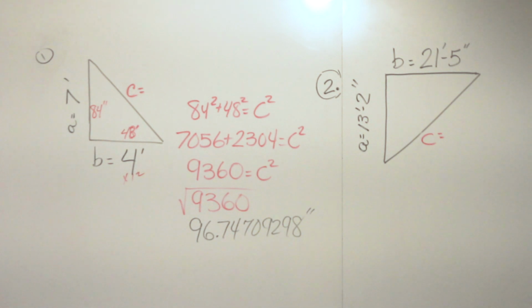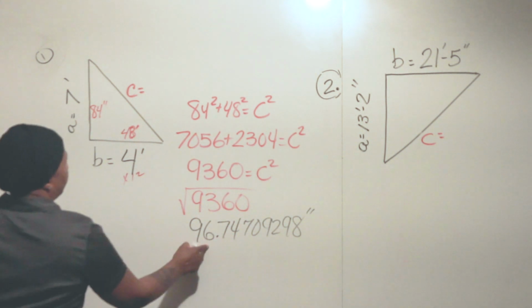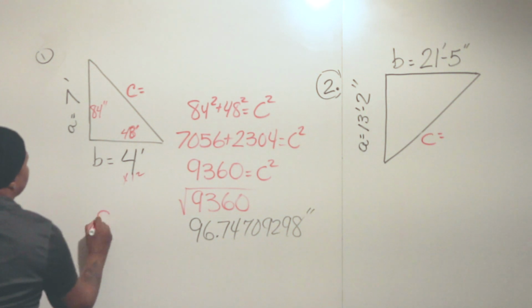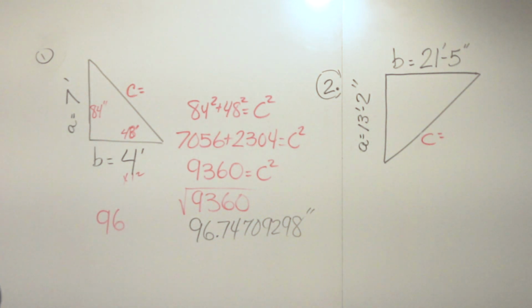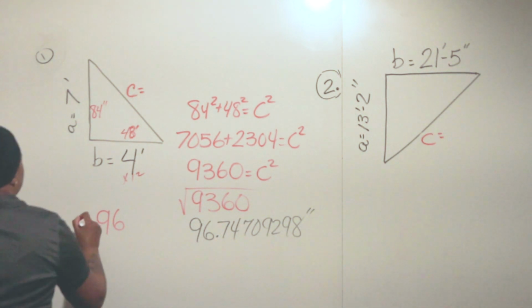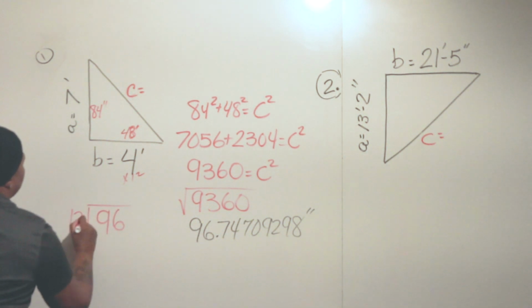So the first thing I'm going to do is deal with this 96. This 96 represents what? Inches. So I'm going to bring them over here. And how do I convert inches to feet? Times 12. No. Divide. So here I'm going to divide this by 12. I'm going to come back to that.